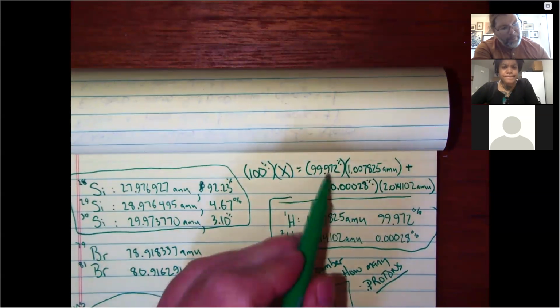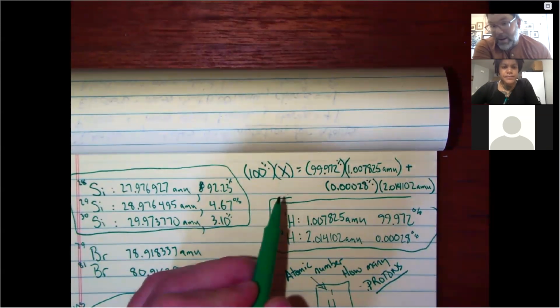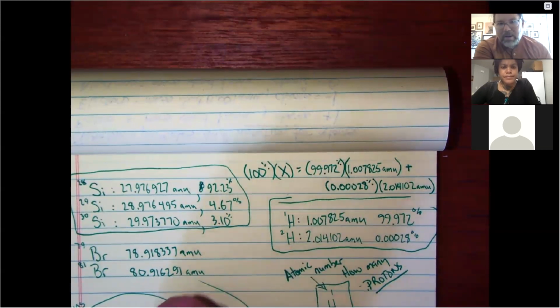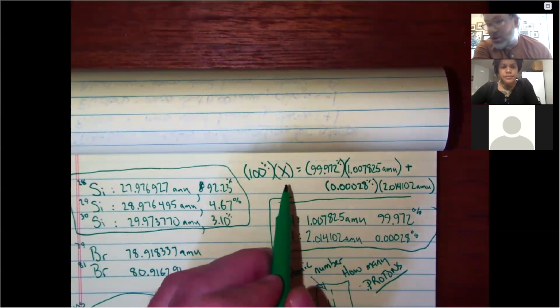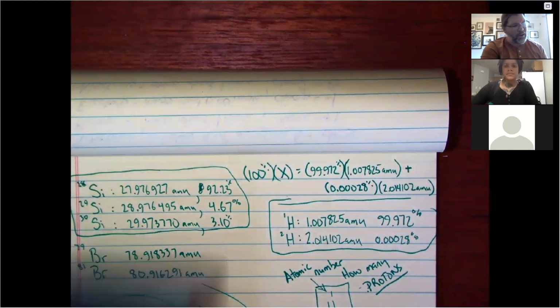All right. All my percentages here have to add up to 100%. So that's what I mean by a weighted average, right? Weighted based on what percentage of each of those isotopes we have. So if I do this calculation and solve for X, X should tell me what the average atomic mass of hydrogen is. So I'm going to do this on my calculator really quickly.